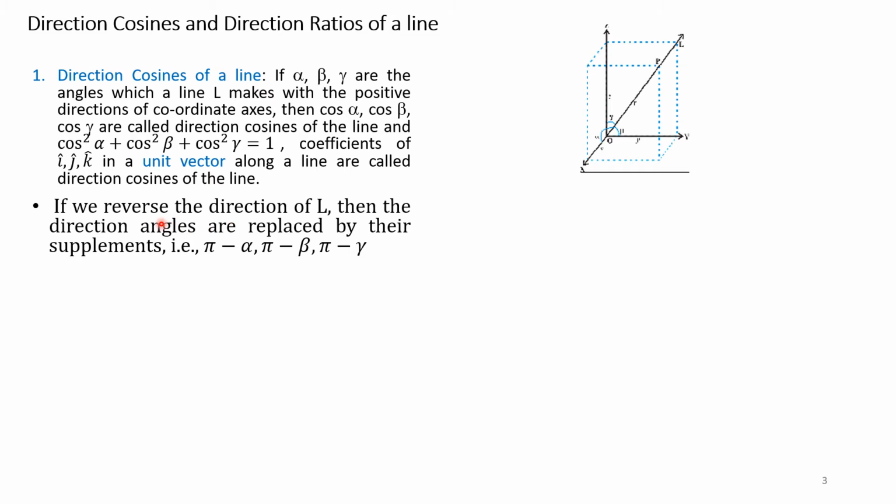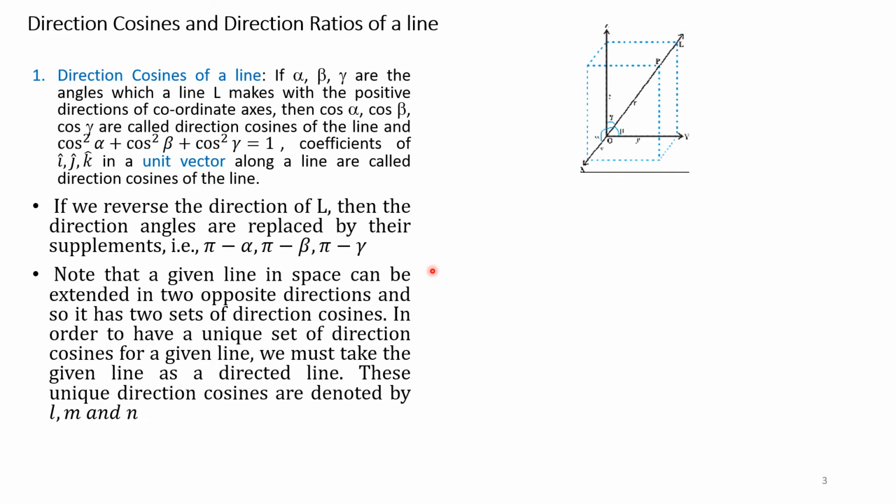If we reverse the direction of the line L, the direction angles are replaced by their supplements, that is pi minus alpha, pi minus beta and pi minus gamma. That is the case when L is reversed.